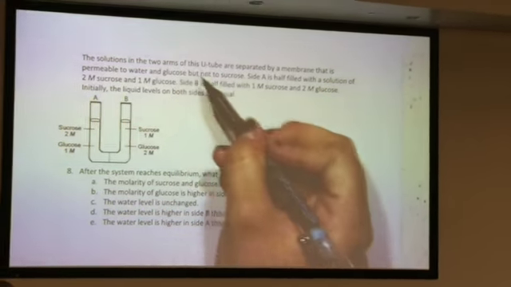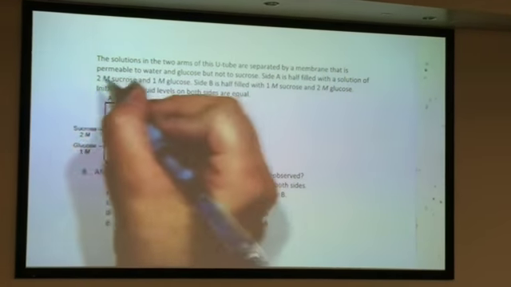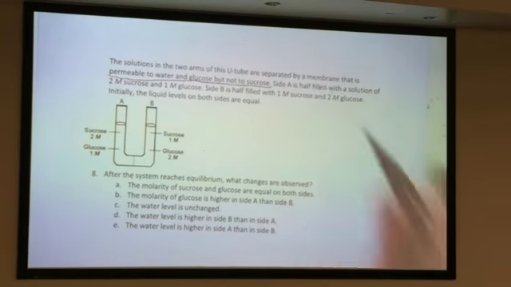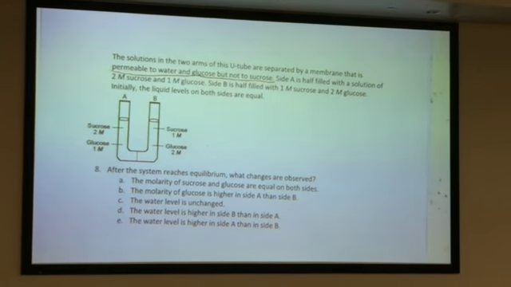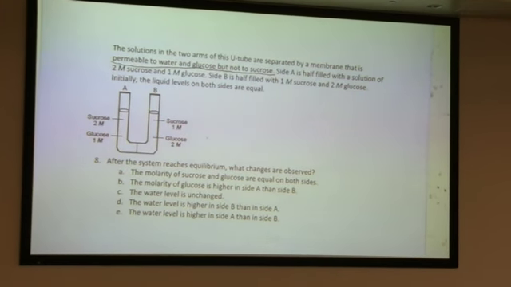The solutions of the two arms of this U-tube are separated by a membrane that is permeable to water and glucose, but not to sucrose. That is our golden ticket. That is our Simon Says. You need this information to proceed. Okay?